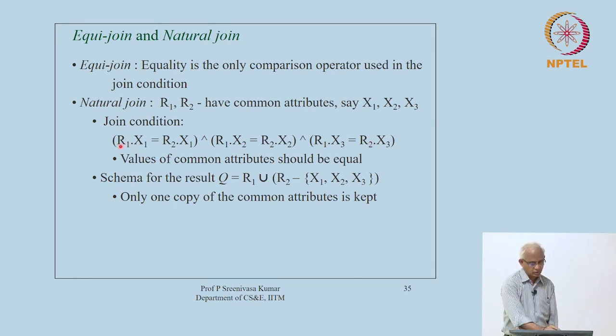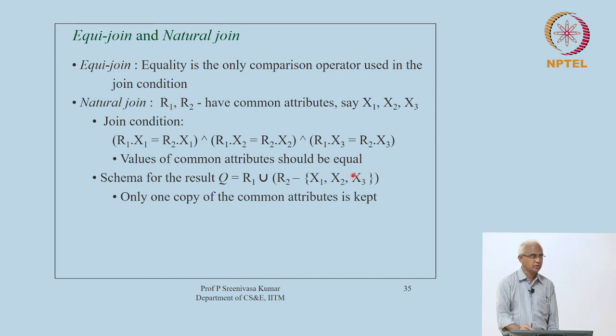So the join condition is always assumed to be like this: R1 dot x1 equals R2 dot x1, R1 dot x2 equals R2 dot x2, R1 dot x3 equals R2 dot x3. x1, x2, x3 are the only common attributes between R1 and R2, and we put equality for them, so values of common attributes should be equal is the join condition, and the result schema for Q will be R1 union R2 minus these 3 attributes, because you only need one copy of x1, x2, x3.